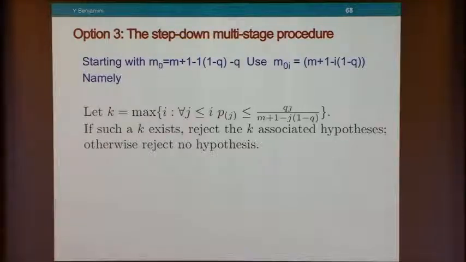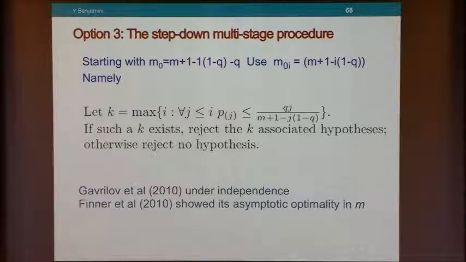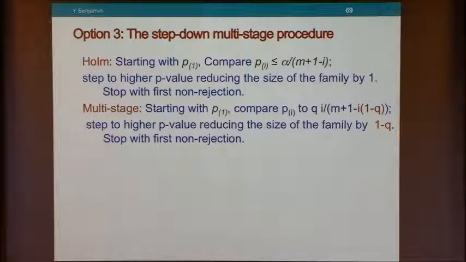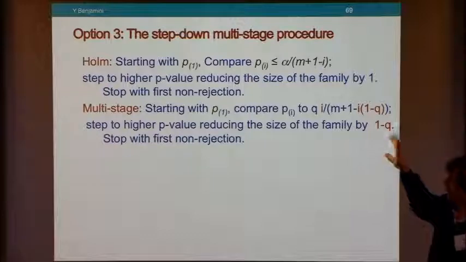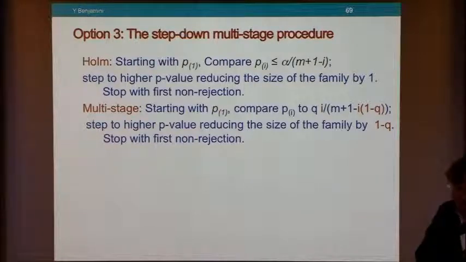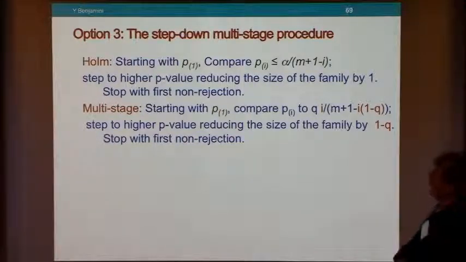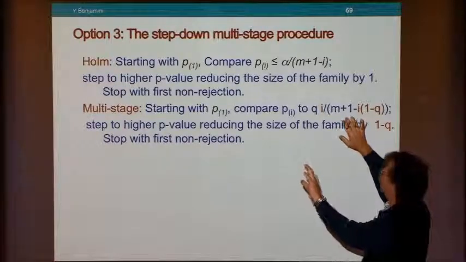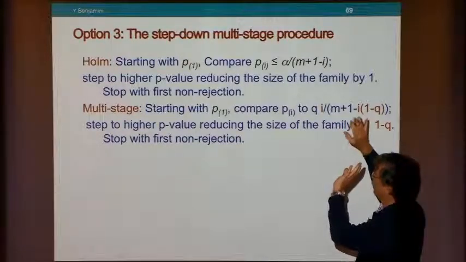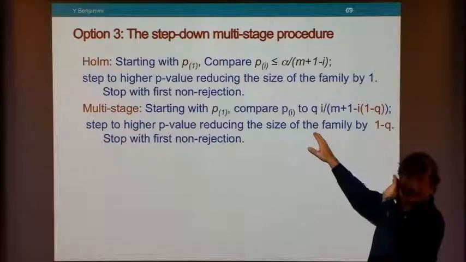Okay. The third one, I would like to explain, especially because I want to use it later on, but it's also one of the things that we have a proof about. So it's the third adaptive method, and it's, in a sense, a combination of Holm and the BH.